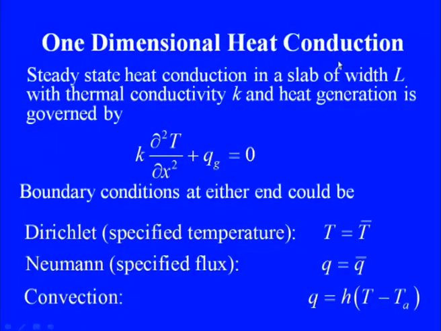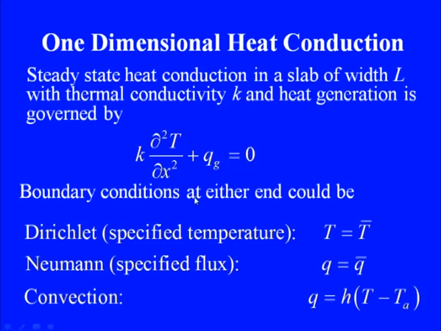Now let's have a relook at a bit general statement of steady state heat conduction in a slab of width L with thermal conductivity K, which is assumed to be constant, and heat generation. So this is governed by this differential equation K d²T over dx² plus Qg is equal to 0. Now this Qg could be dependent on temperature.